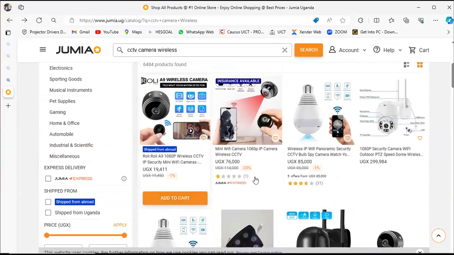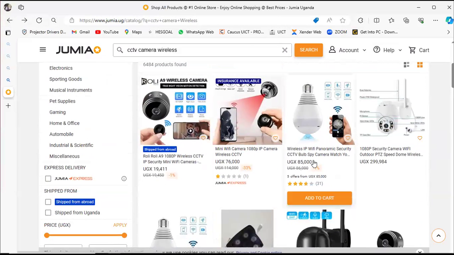And for those who have the money, you can buy this at 85,000. And you put this bulb inside your shed, the sitting compound. You can put it there such that it is working as a bulb, but also recording pictures remotely. So it can also be very helpful.